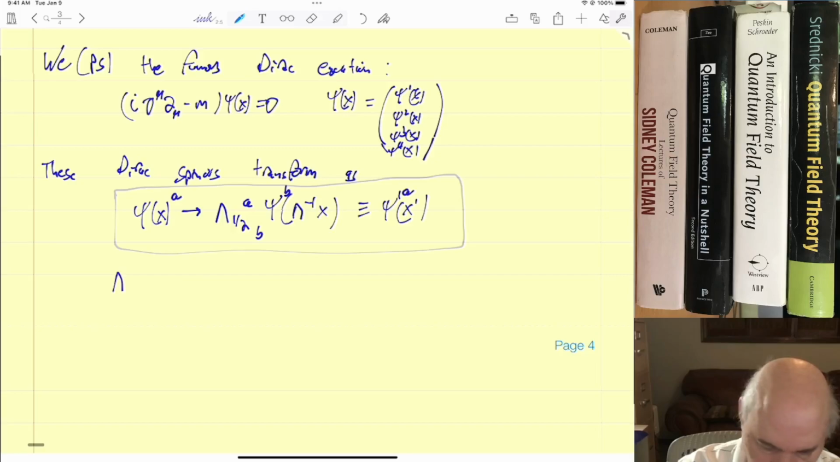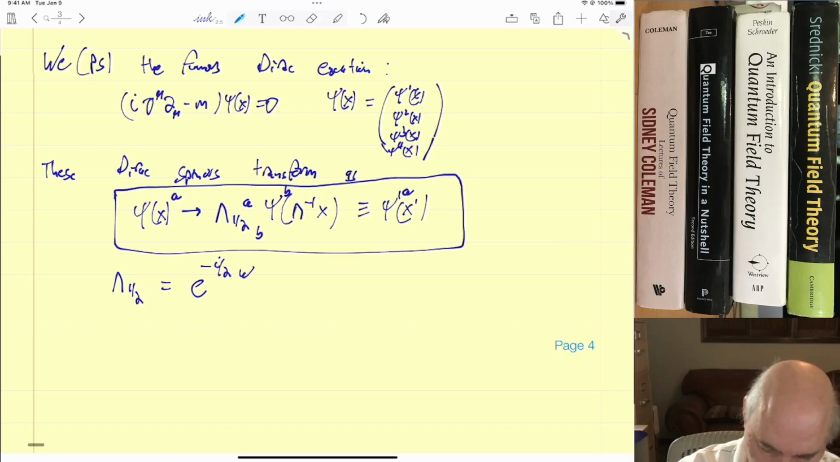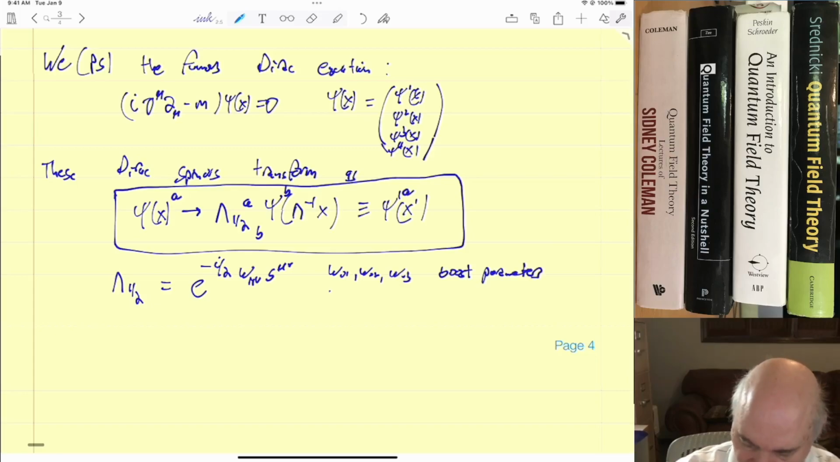And lambda to the 1/2, which I didn't define, is defined to be e to the minus i over 2 omega mu nu S mu nu. So this is sort of weird, but the omega is like omega 0 1, omega 0 2, omega 0 3. These are the boost parameters, the infinitesimal boost parameters. And then like omega 1 2, omega 2 3, omega 3 1. These are the rotation parameters. Usually you would see these as theta, for example.